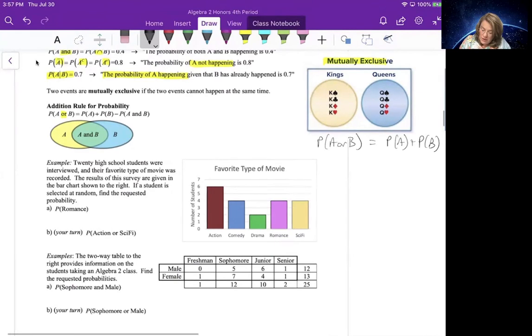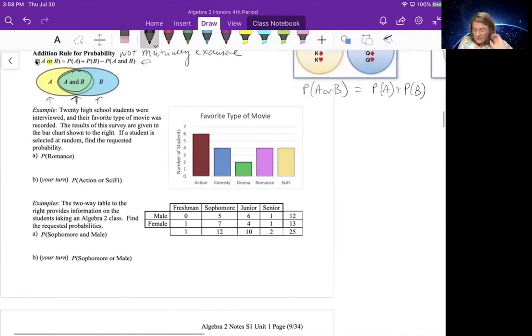So if they're mutually exclusive, I add them just like that if it's "or." But if they are not mutually exclusive, then I add the individual probabilities and then subtract the probability of A and B happening. I have to subtract this portion out right here. I want to know the probability of A or B, so I have to subtract out the probability of A and B. And you're thinking, oh my gosh, what does this mean? That's fine. Let's do some problems and you'll hopefully understand.